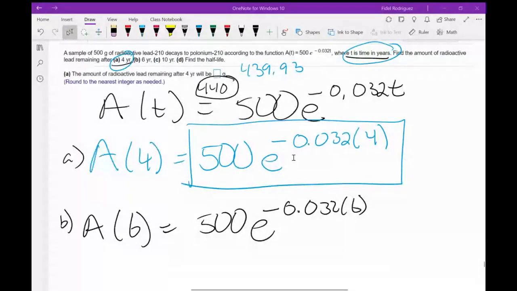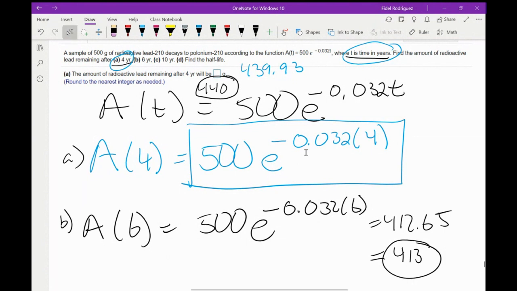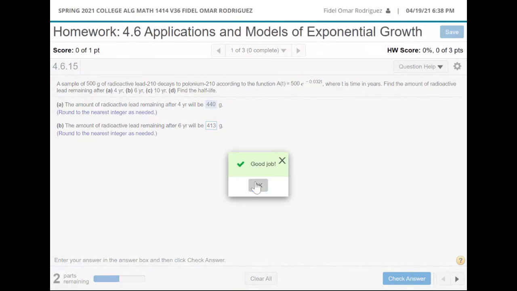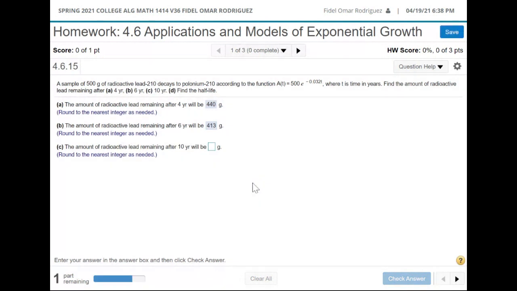We were coming up with 412.65. So if we're going to round to the nearest integer again, we'd be typing 413. And so when I come back to my actual problem, here it is. Right here, I'm going to type in 413, and I'm going to go chickadee check. Perfect. And then we're going to do this one last time for 10 years, okay?